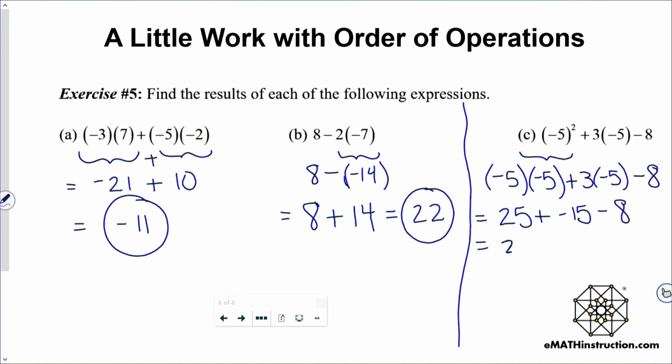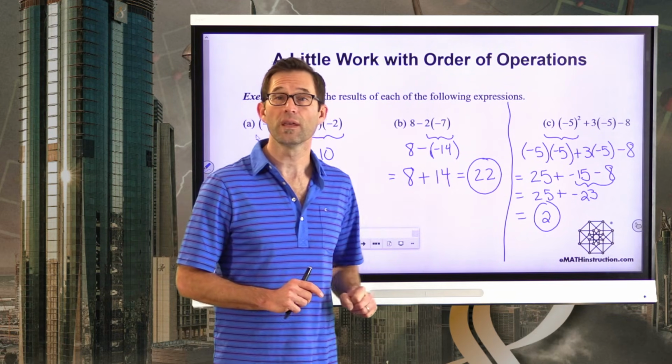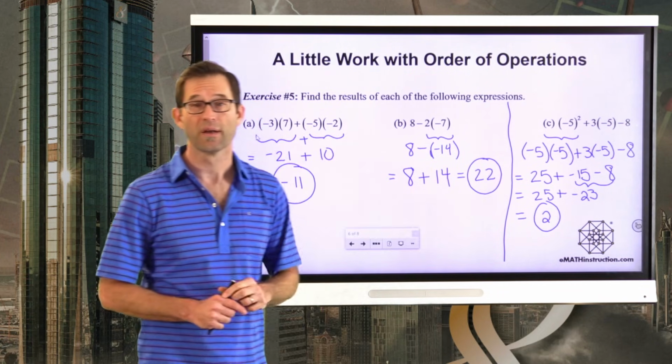Now, I could combine that negative 15 and that negative 8 into a negative 23, right? By thinking about that minus 8 as plus negative 8. Then 25 minus 23 leaves me with 2. Of course, I could also just say, well, I've got 25 plus negative 15, therefore I have positive 10, and then 10 minus 8 is positive 2.